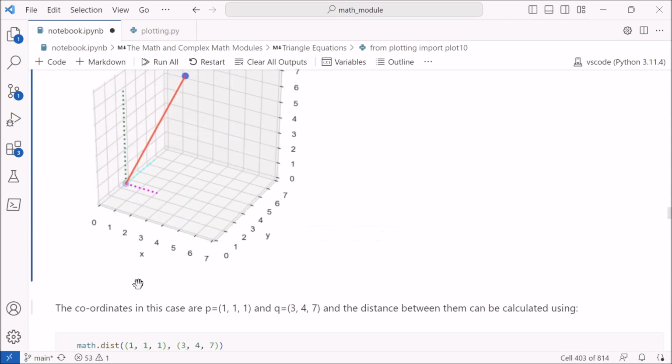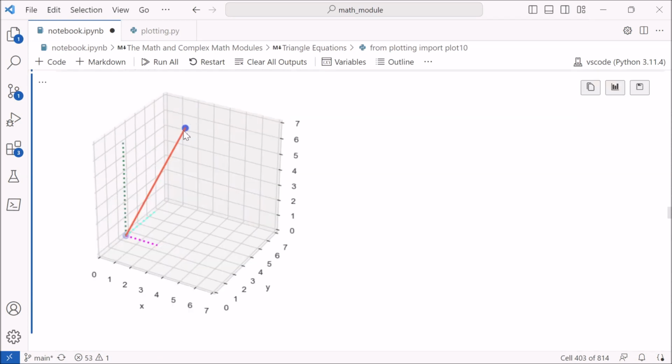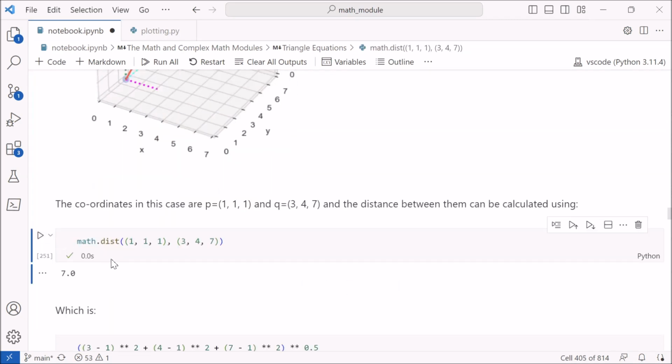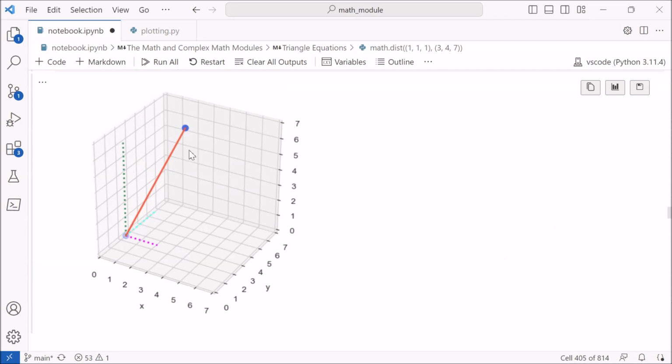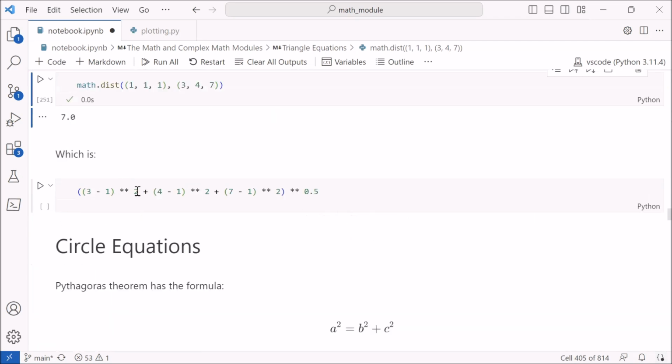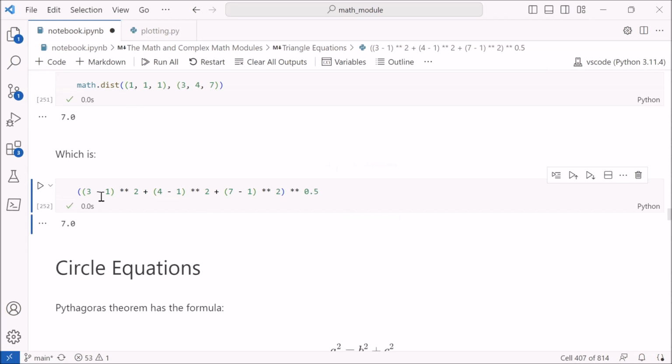So this has the point 1 along x, 1 along y, and 1 along z. And this has the point 3, 4, 7, so it's 3 along x, 4 along y, and 7 along z, giving this. So the distance between these two is 7.0. And this can be calculated using 3 minus 1 squared, 4 minus 1 squared, 7 minus 1 squared, and then taking the square root of that, which gives the same thing.